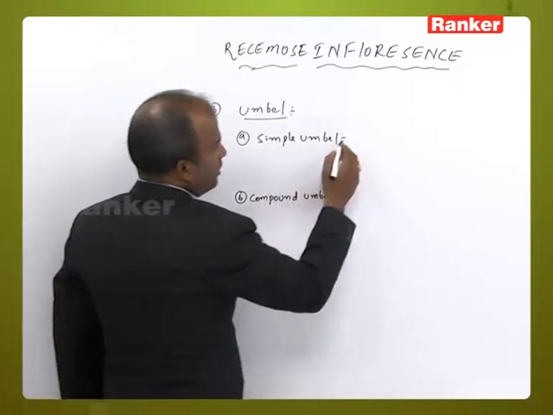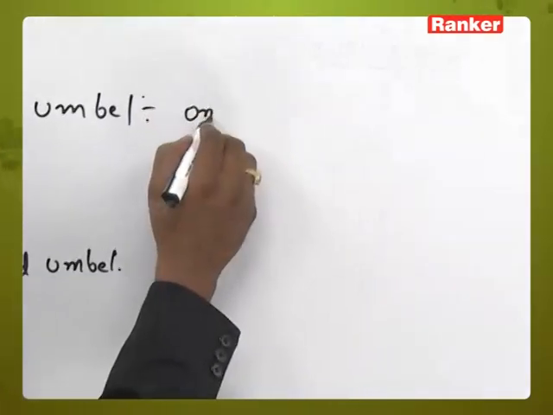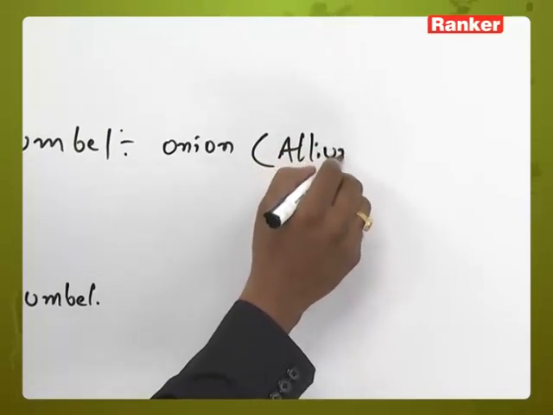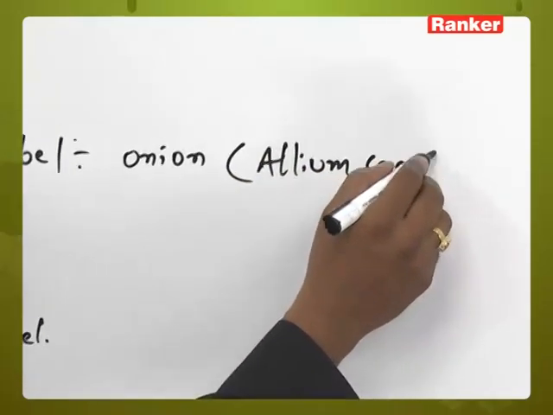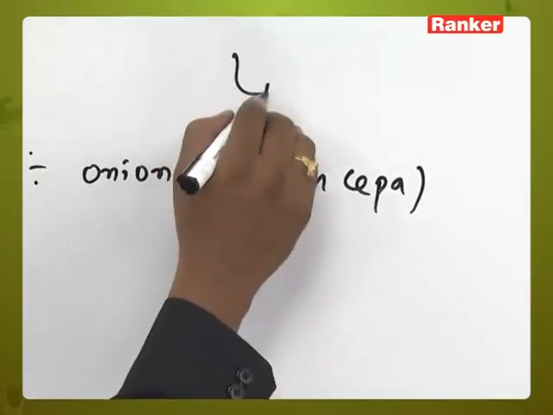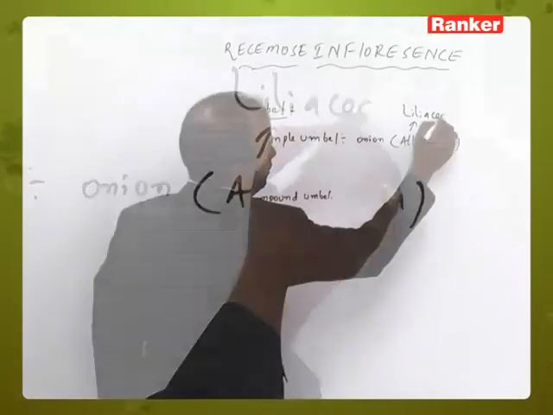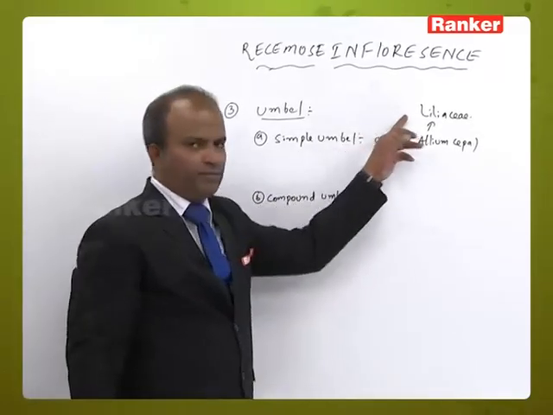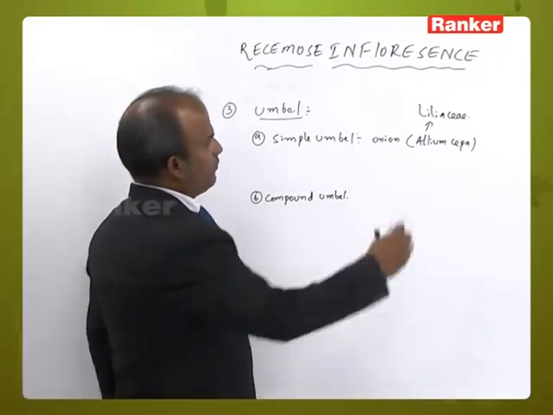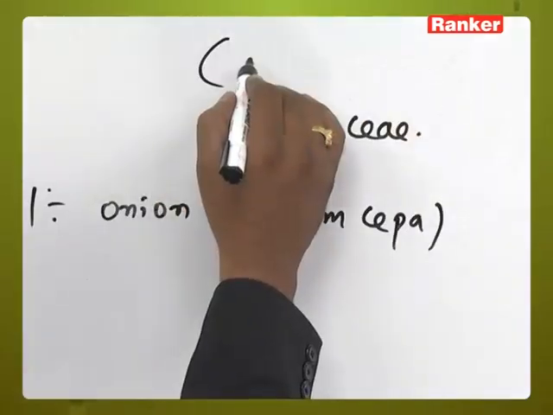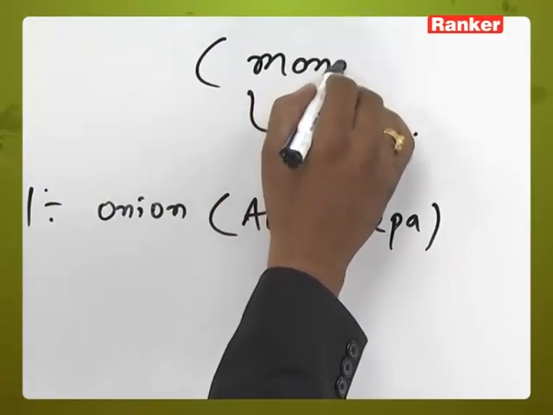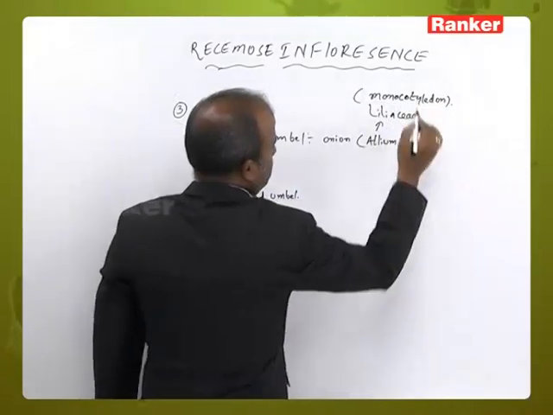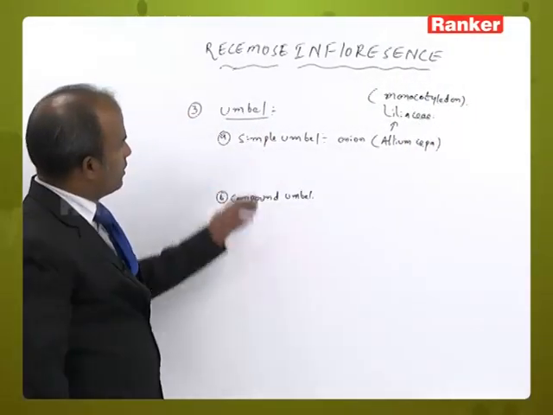For simple umbel, what is the example? Onion. The scientific name of onion is Allium cepa. It belongs to the family Liliaceae. Whether it is a monocotyledon or a dicotyledon, it is a monocotyledon.